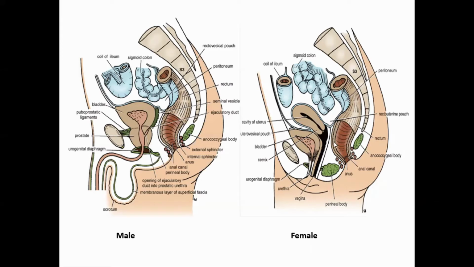Now, the lower one-third of the rectum, anteriorly, is related with the posterior wall of the vagina.